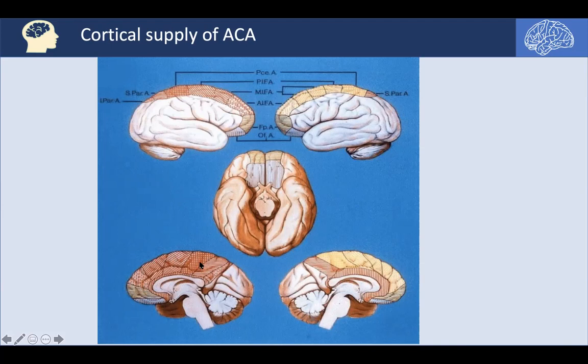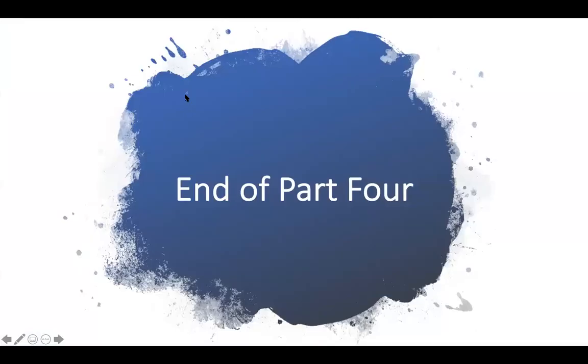That's from the medial side, and on the lateral side, we have a strip going along the superior lateral surface of the brain, extending from posterior to anterior, and it's superior to the area supplied by the MCA. And that concludes the fourth part of our series regarding the anterior cerebral artery.